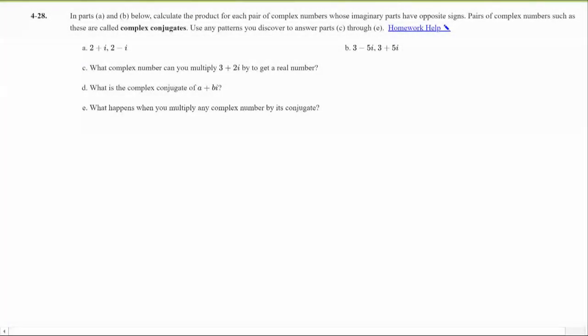So in this one here, we're asked to calculate the product for each pair of complex numbers whose imaginary parts have opposite signs. Those numbers are called complex conjugates. So for example, you see that if we have 2 plus i, then we also have 2 minus i as one of our roots. The reason for that is because remember, anytime that we take the square root of something, we get the positive or negative value.